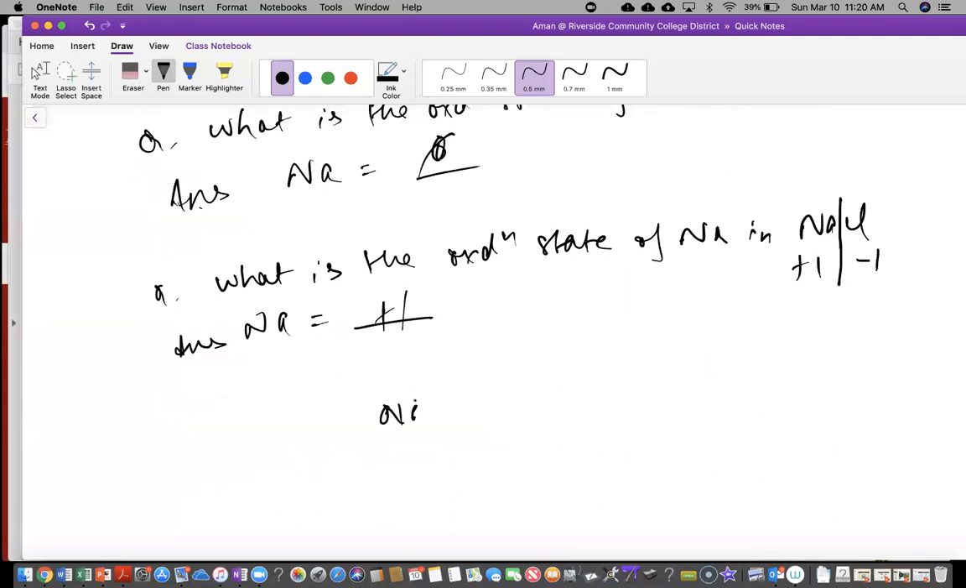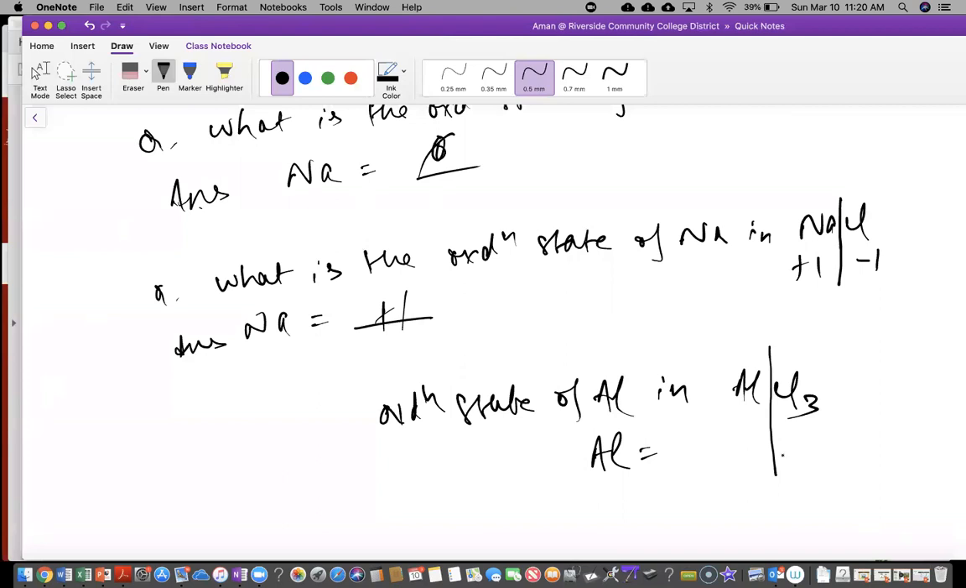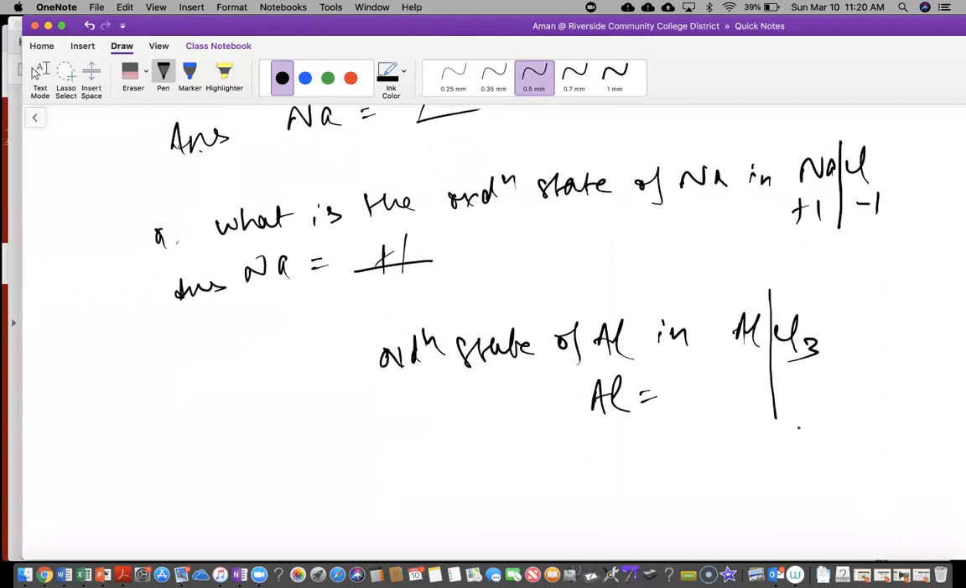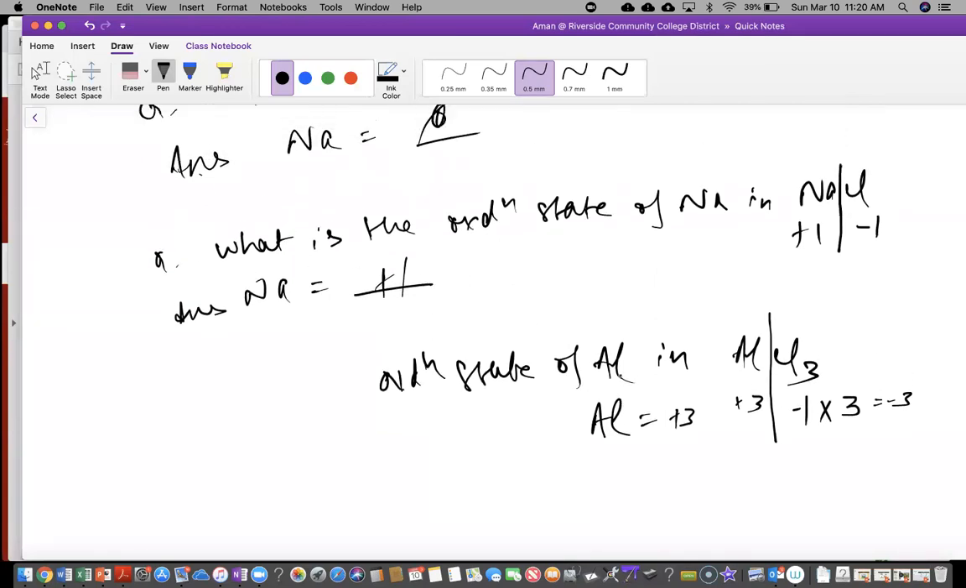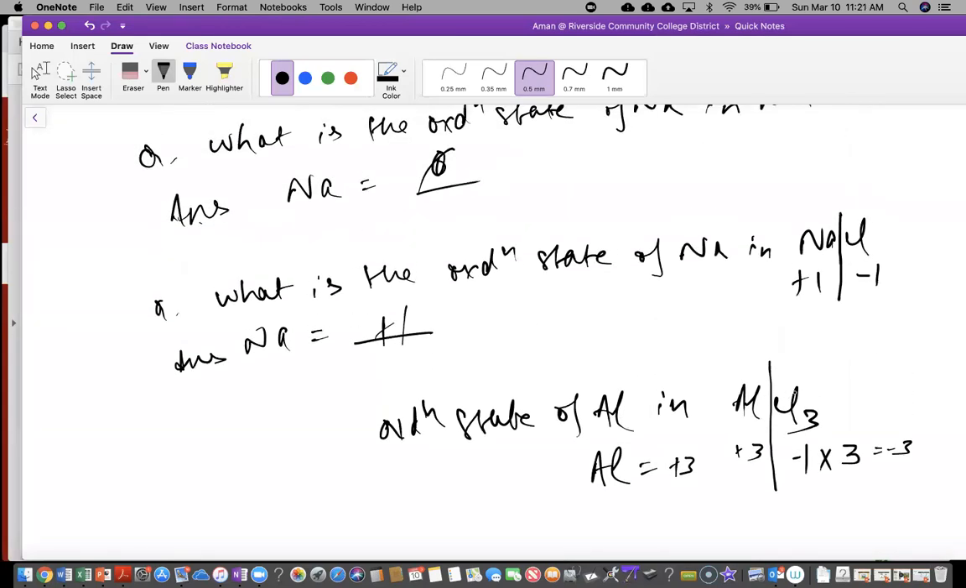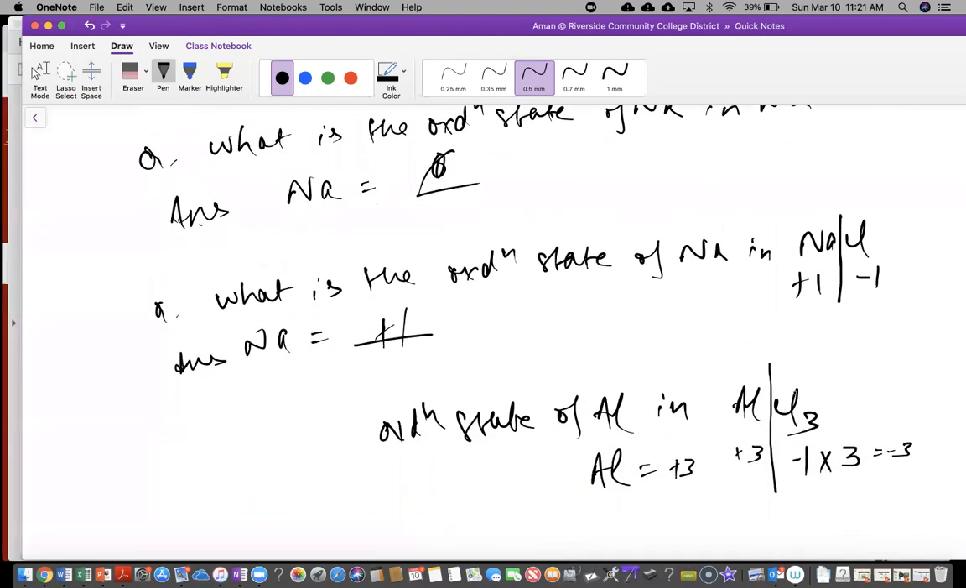If I ask you the oxidation state of aluminum in AlCl3, can you solve that? Don't start with the positive one. Start with the negative one. Chloride's -1, times 3, so this is -3. So this must be +3. So aluminum is +3. You have to do the work when you see atoms with somebody else. Those are the ones where you have to put in the effort.